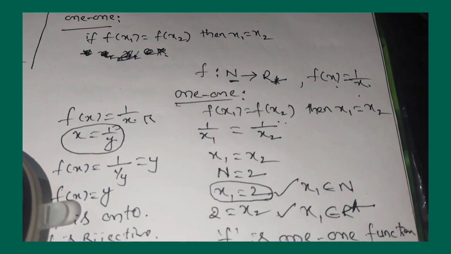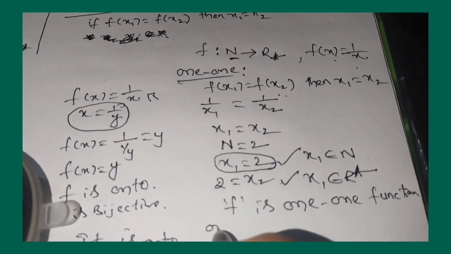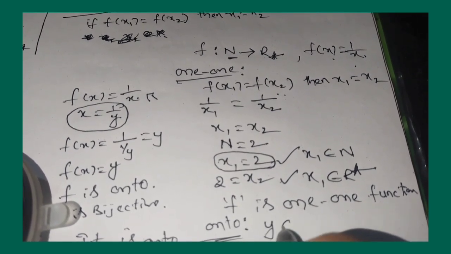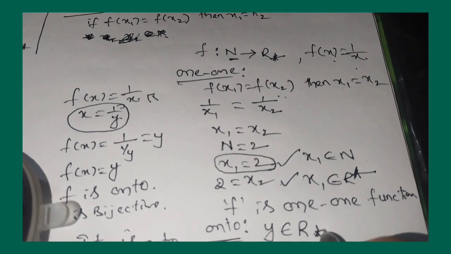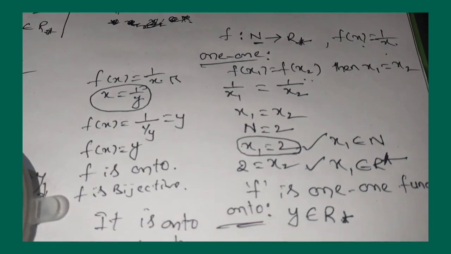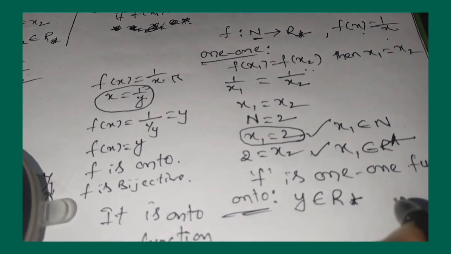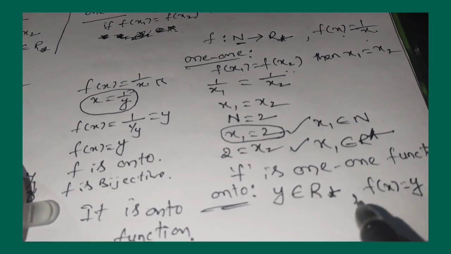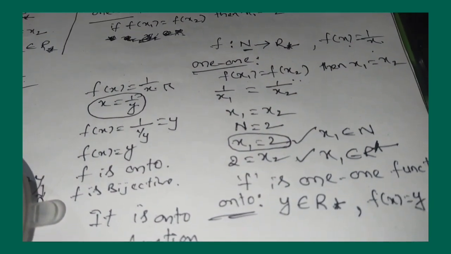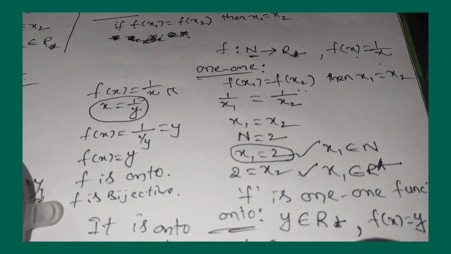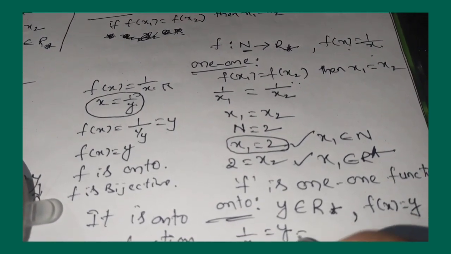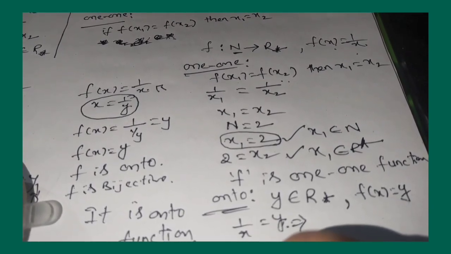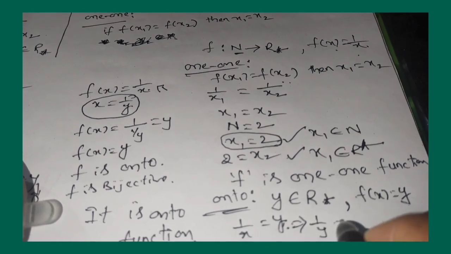Next, we will check the onto function. What is the condition for onto? Here the output belongs to non-zero real numbers. Now write the f of x value. We know that according to the definition, f of x is equal to y. What is the f of x value in the question? 1 by x. So write here 1 by x is equal to y. Then from this, send x to the right-hand side and take y to the left-hand side. We will get 1 by y is equal to x.